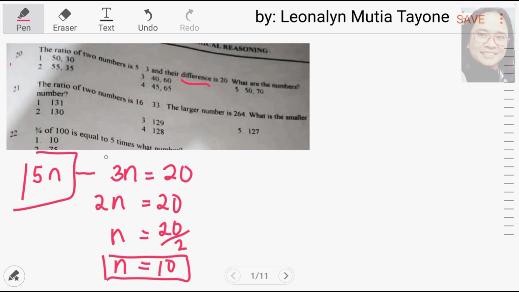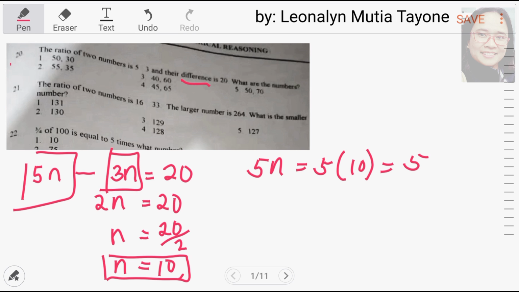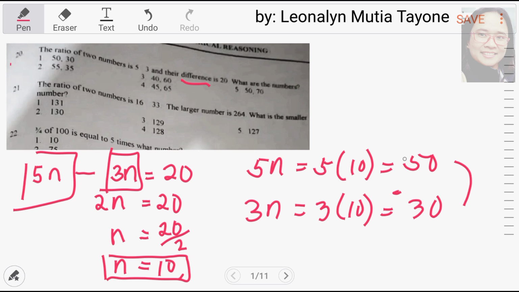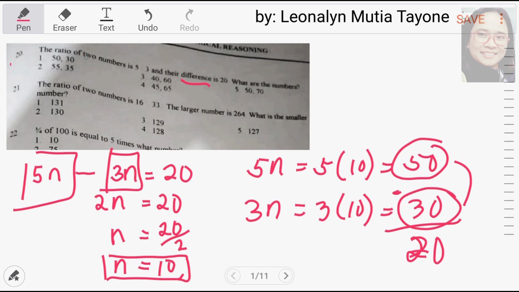Remember, itong dalawang numbers na to: 5n, and ang equivalent natin sa n ay 10. 5 times 10 equals 50. Yung isa naman ay 3n. 3 times 10 equals 30. Kung i-minus mo yan, 50 minus 30, that is 20. Therefore, ang sagot na 50 at 30 ay tama.